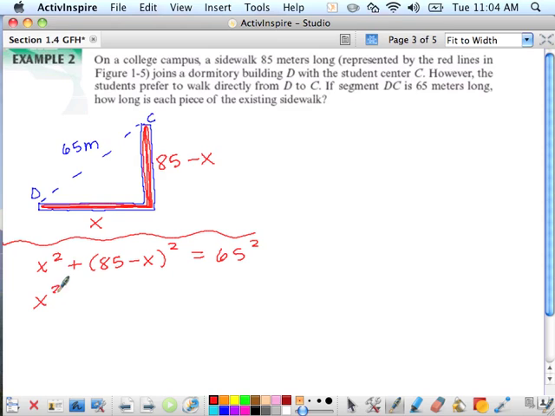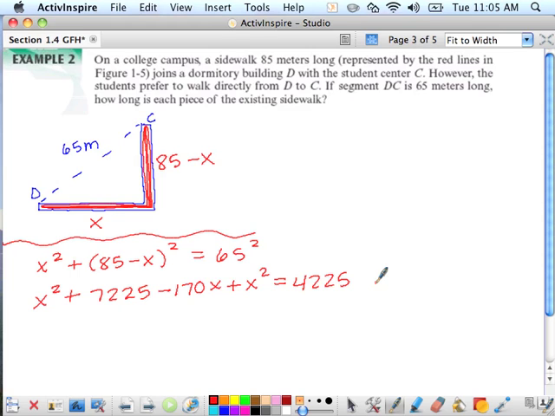We have x squared plus, what's 85 squared? 7,225, minus double the product, which would be 170x, plus x squared equals whatever 65 squared is. What's 65 squared? 4,225. That's where we are so far.